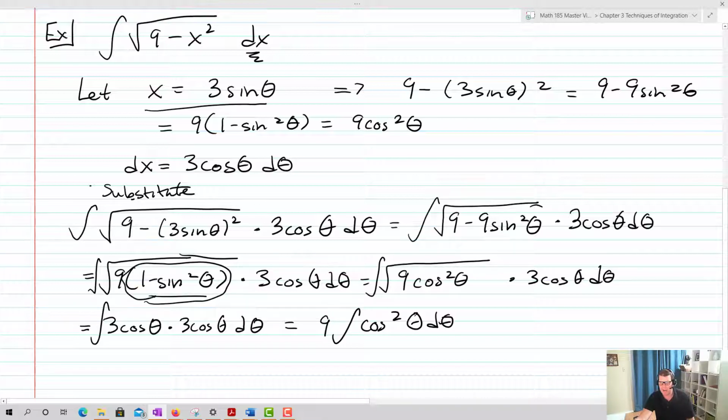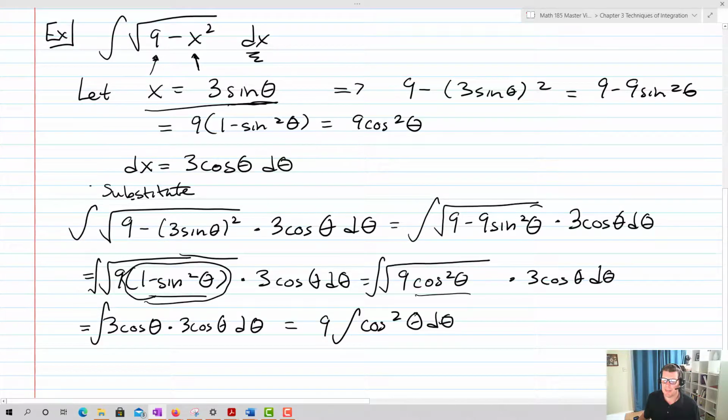Okay, and in a minute we'll talk about this and generalize it a little bit, but what you want to notice is that if you have something of the form, some constant minus x squared, or some power of x squared, then you're going to be substituting for sine theta, because it'll allow you to transform to cosine squared theta. And then we can take it out of the square root.